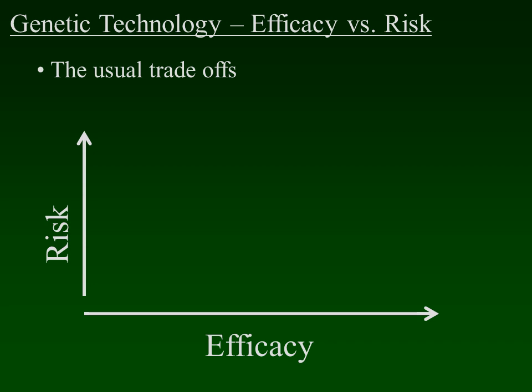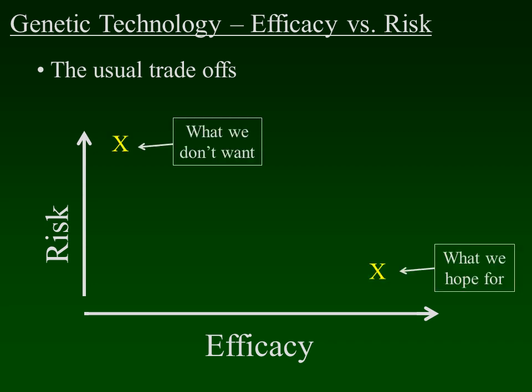My take as I approach the idea of using these new genetic technologies for whatever purpose, but specifically in the context of wildlife management, is that you have the usual trade-offs of looking at how well something works versus how much risk you are taking on. Next slide, please. That should bring up what we hope for. There in the lower right corner, you always hope for something that's going to work really well and have low risk. And of course, what you don't want is that X in the upper left corner, something with a lot of risk that works quite poorly.